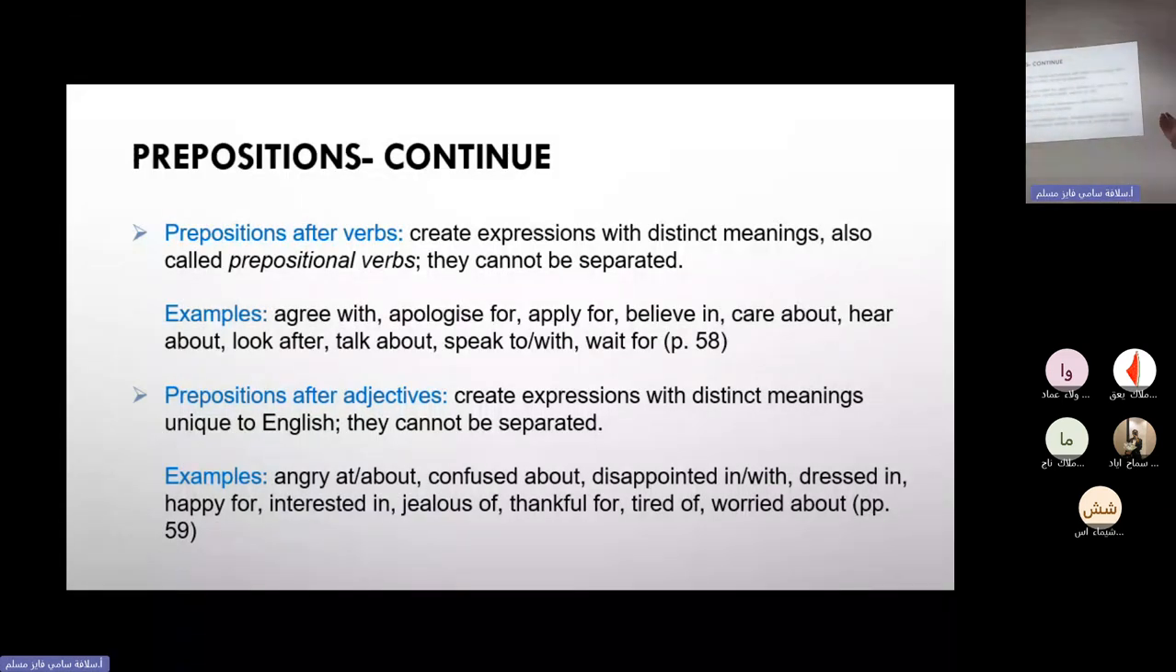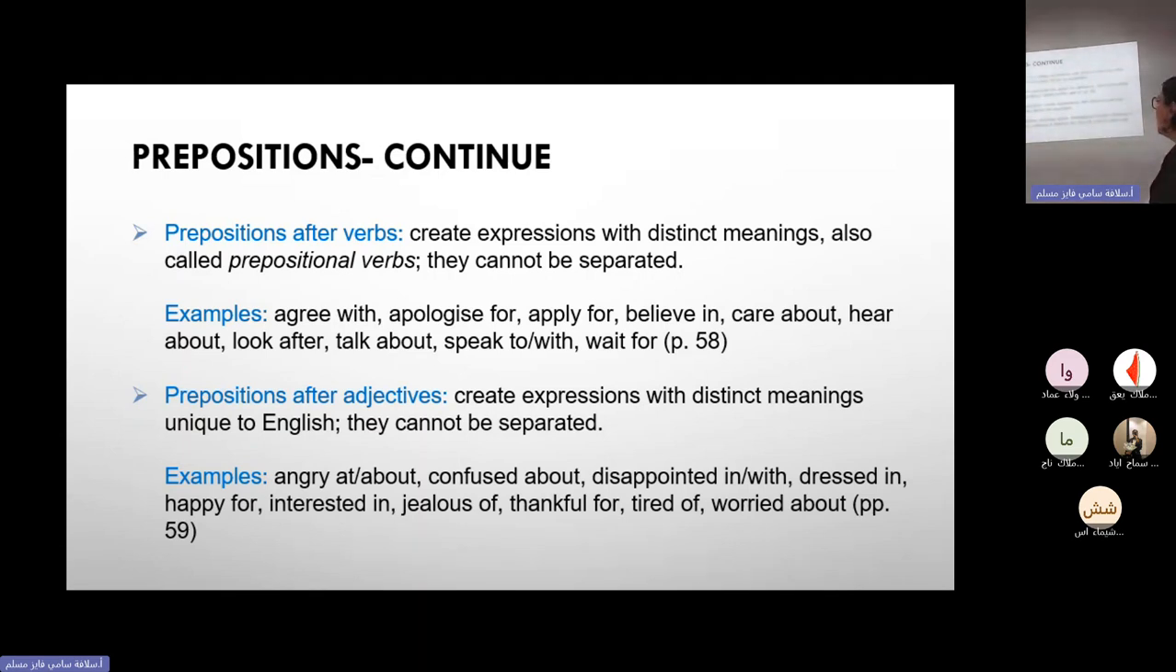في عندنا prepositions that come after verbs. They create expressions with distinct meanings. They are also called prepositional verbs. Yeah? They cannot be separated. I agree with, apologize for. ما بقدر أقول I apologize delay for. ما بقدر أفصلهم. I apologize for delay.